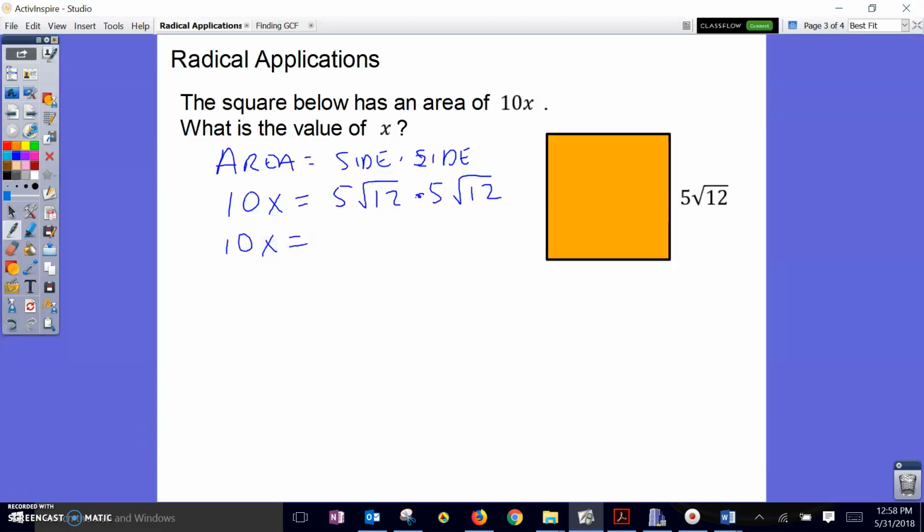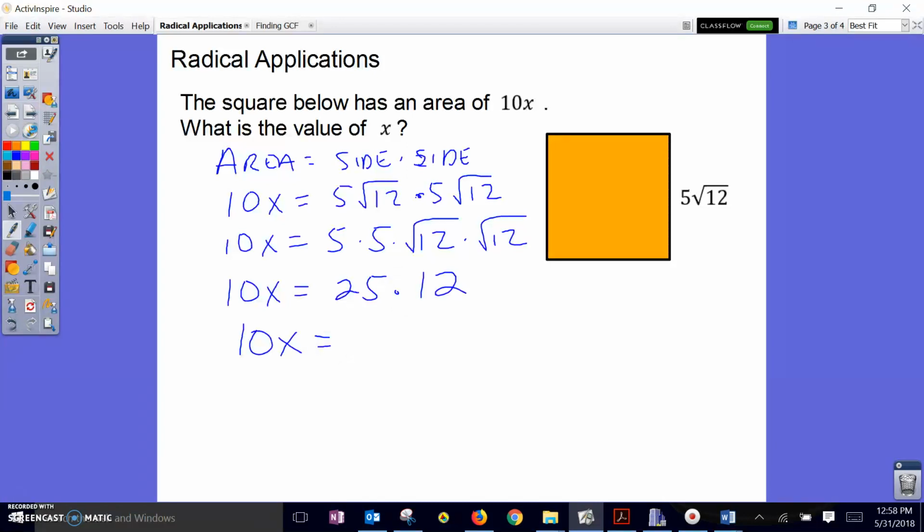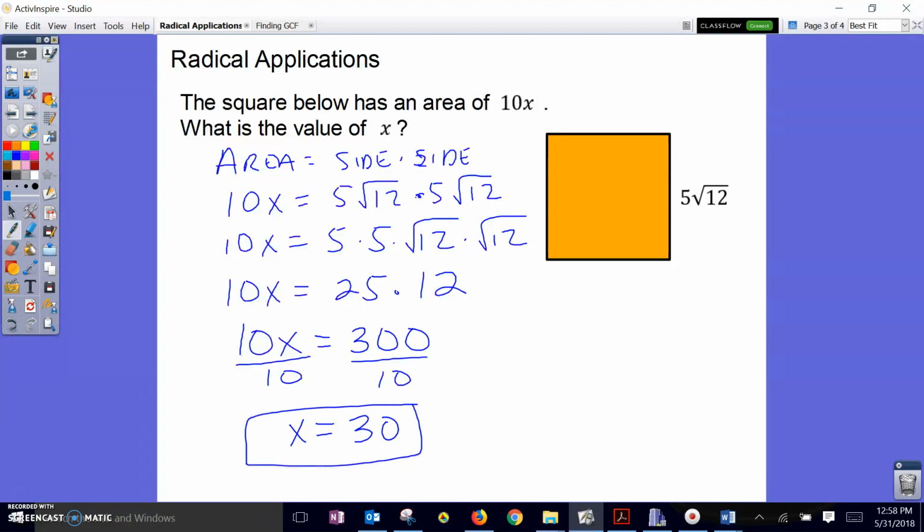And we'll reorganize. Multiply our numbers together, multiply our radicals together. Then take 25 times 12, which if we do that, we're going to end up with 300. And then divide both sides by 10. So x equals 30. A little bit quicker that time than the first one.